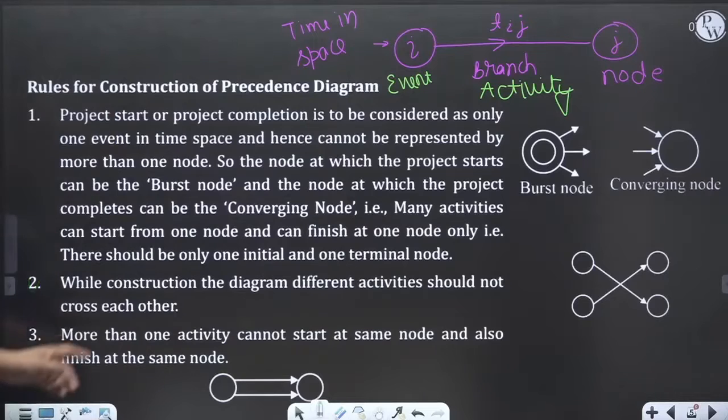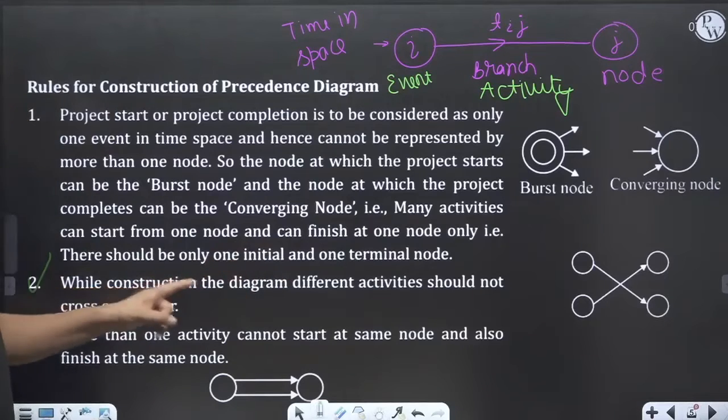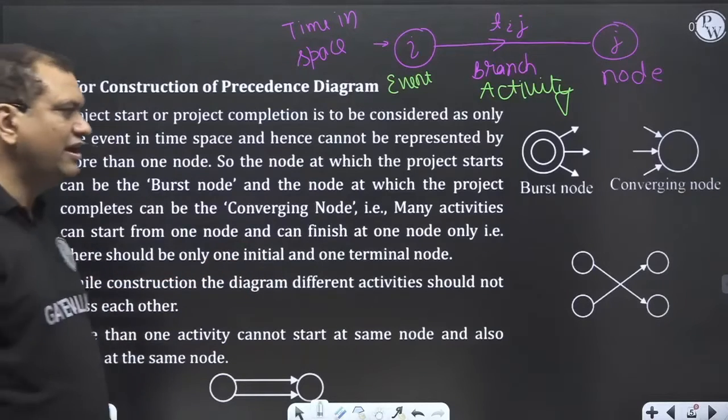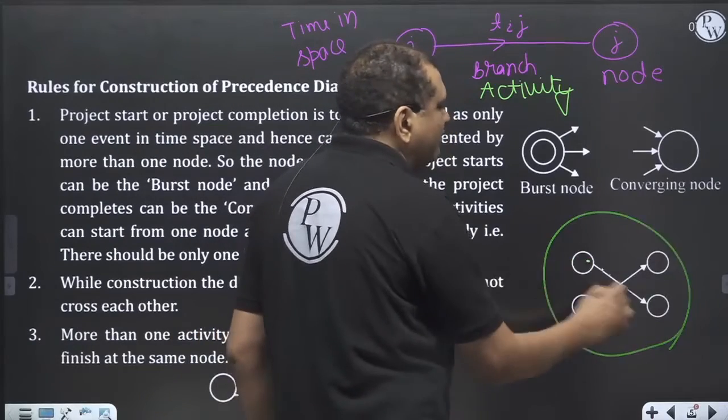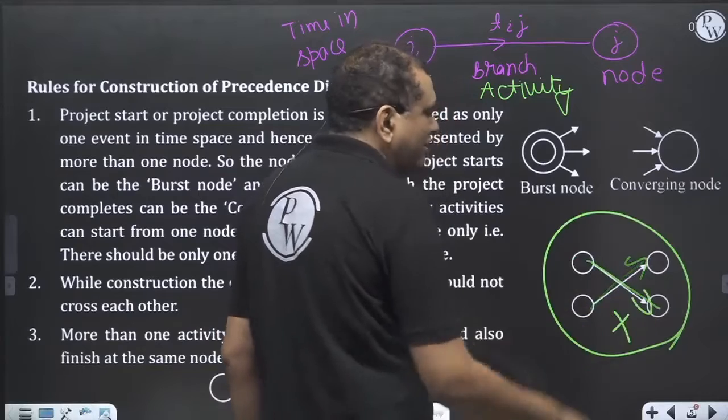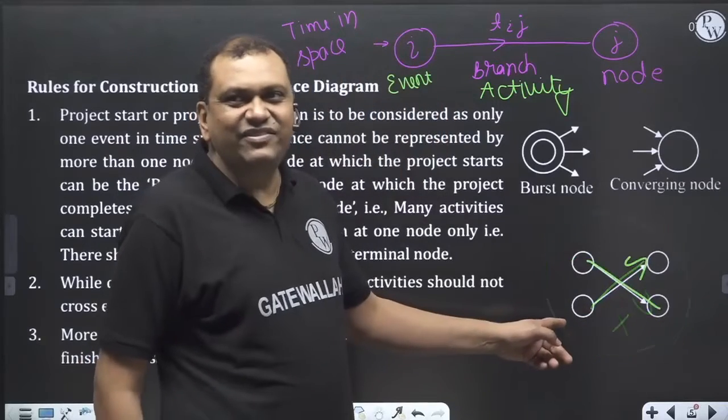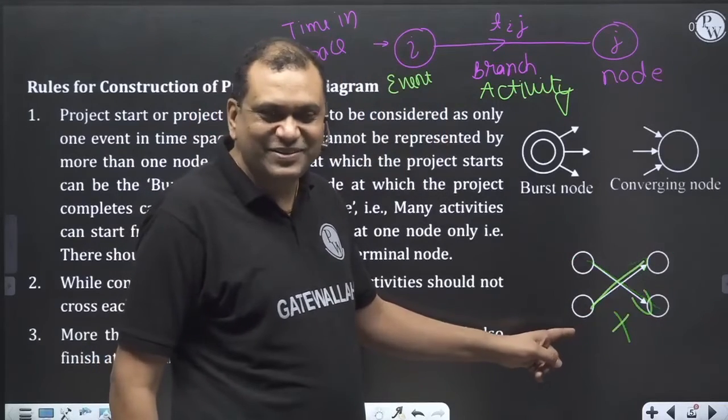Now, second is, while constructing the diagram, different activities should not cross each other. I mean, a diagram like this should not appear. Activities cannot cross each other.